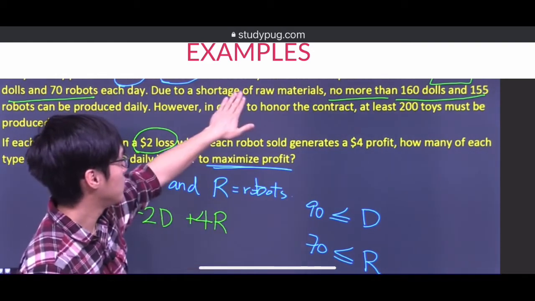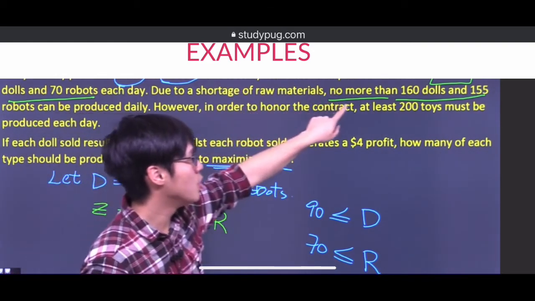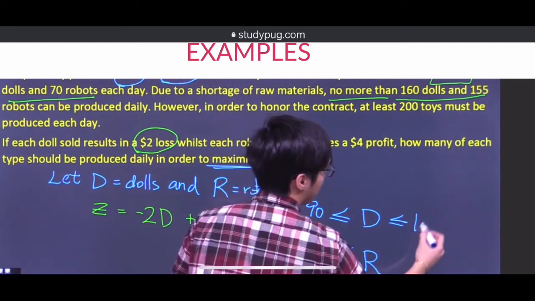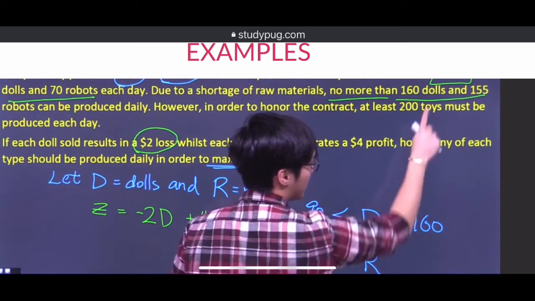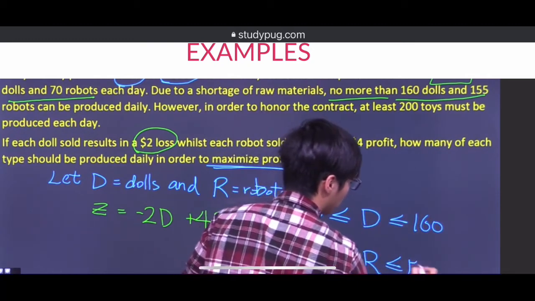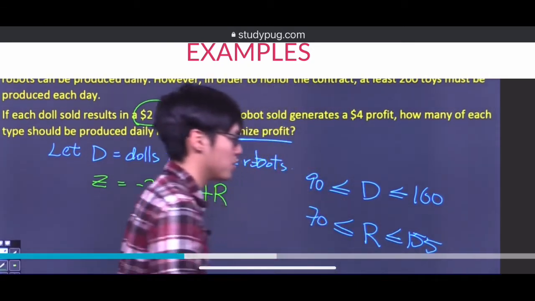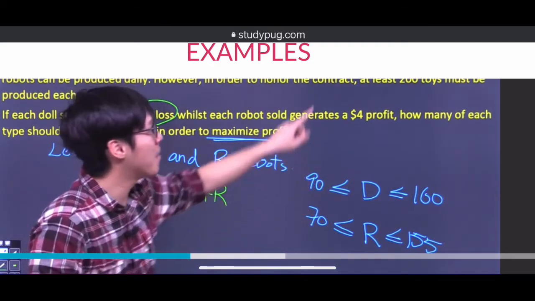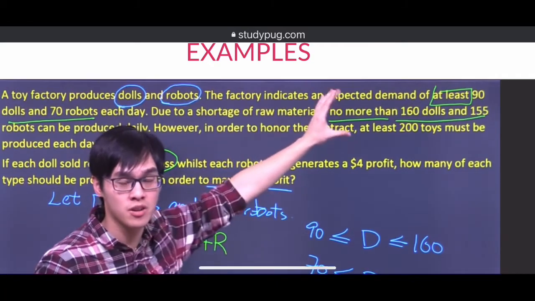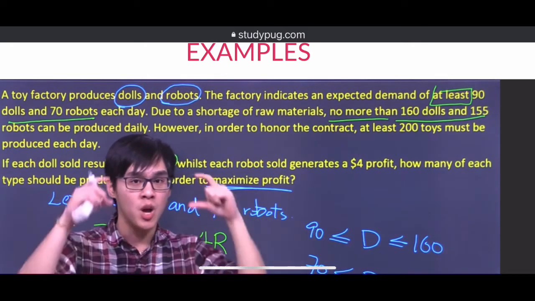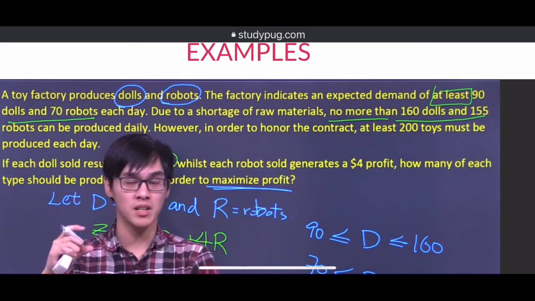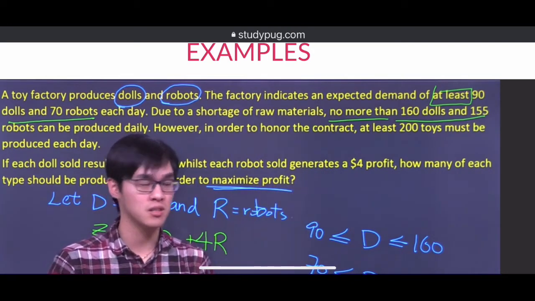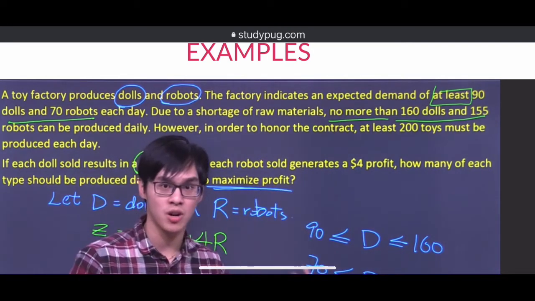However, due to a shortage of raw materials, no more than 160 dolls, and no more than 155 robots are to be produced. So these two constraints are set up by combining these two sentences together. Usually in word problems, one sentence corresponds to one piece of information. However, for this, you have to combine two sentences together to create our constraints.